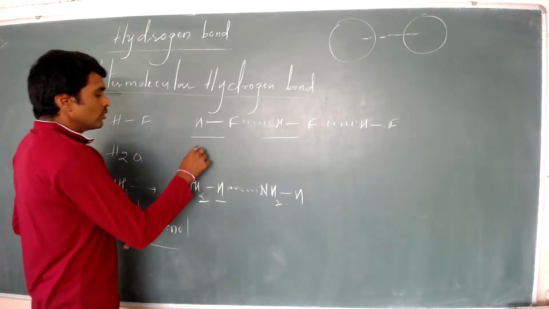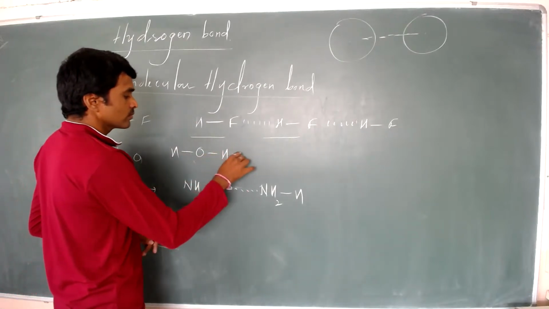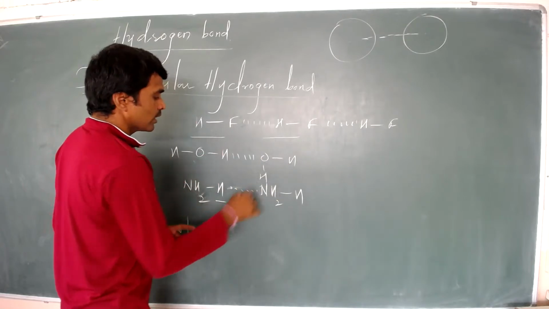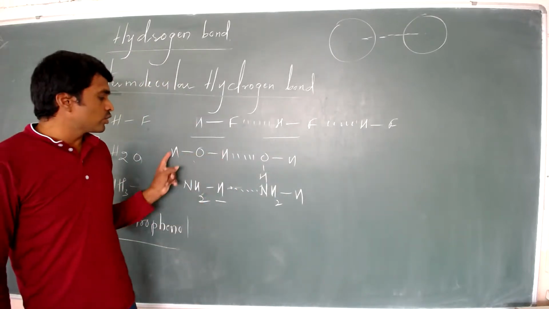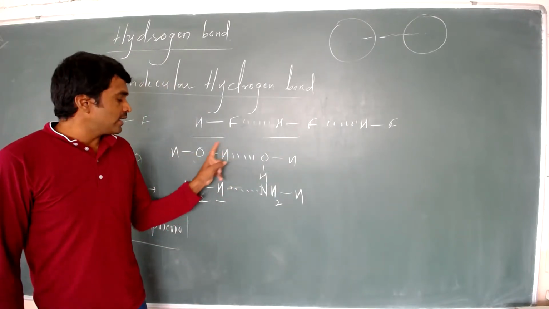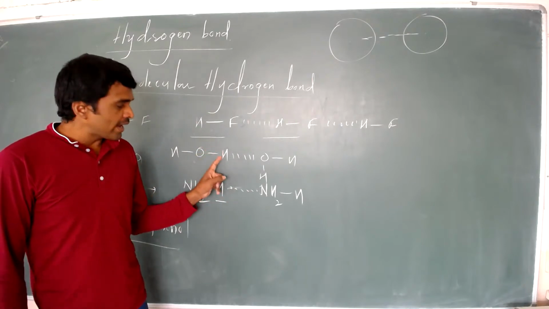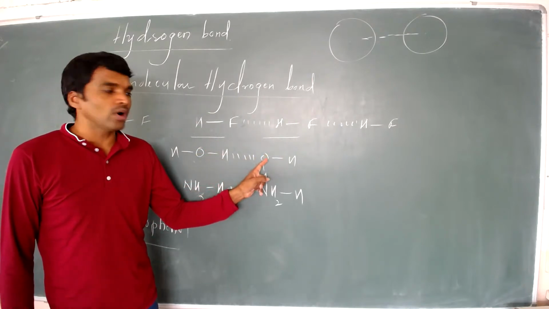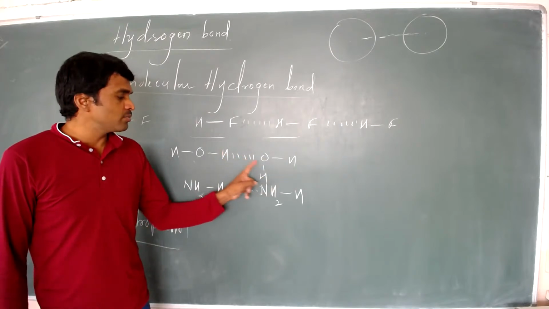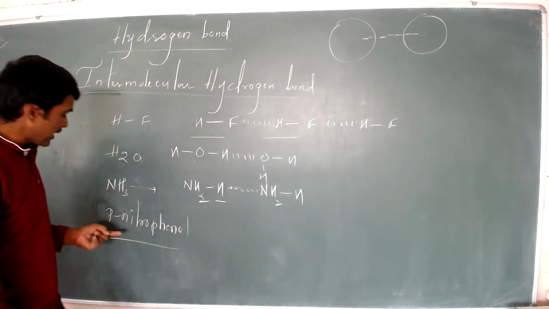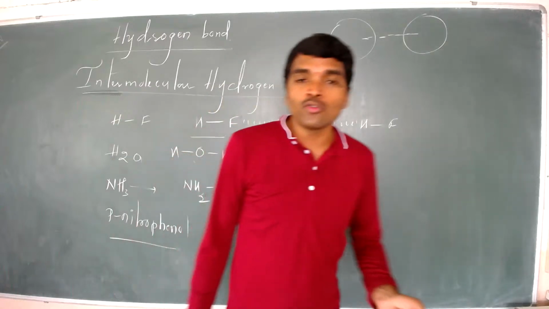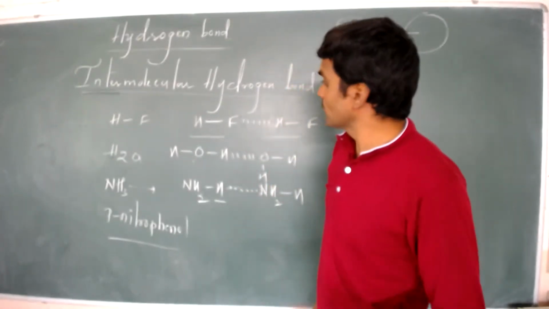Now see here, in water, H2O, the hydrogen bond is formed between the electropositive hydrogen atom and the highly electronegative oxygen atom. Even para-nitrophenol also forms a hydrogen bond.